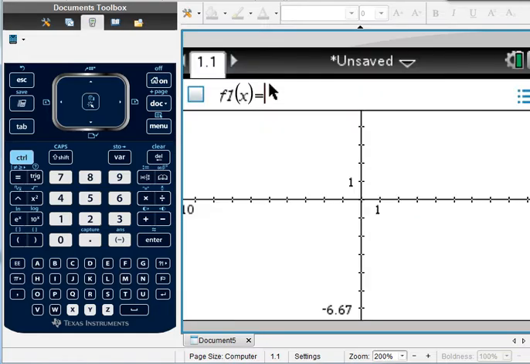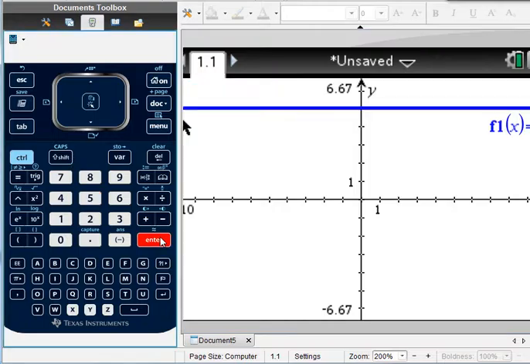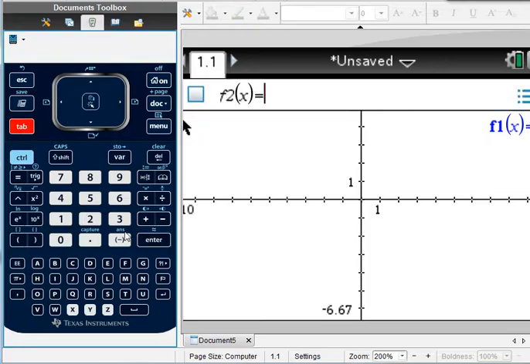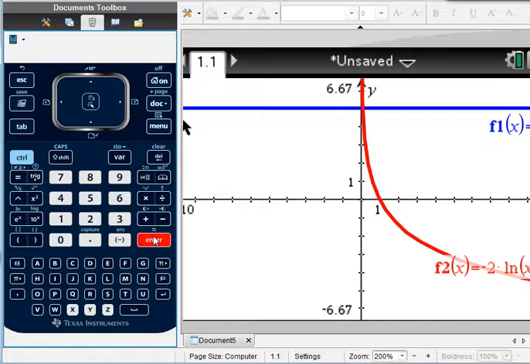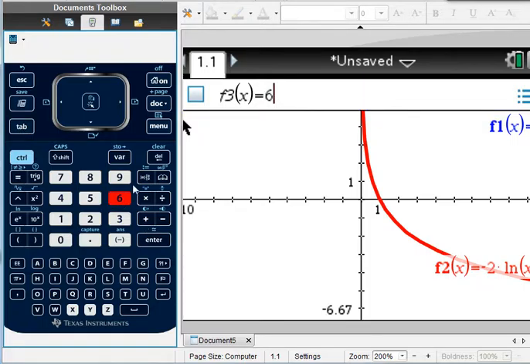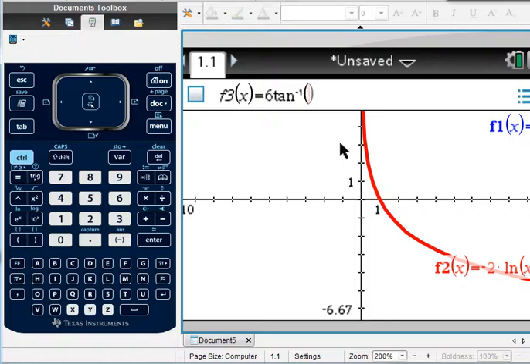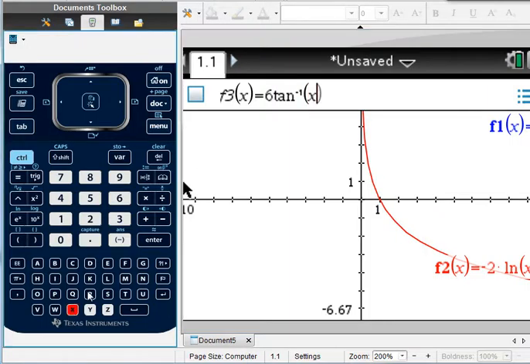So let's add the graphs first. So we'd have 5 and negative 2 natural log of x. In this case, on x, when we start entering the integral part, we can actually use y. And then we've got 6 arctangent x minus 2.